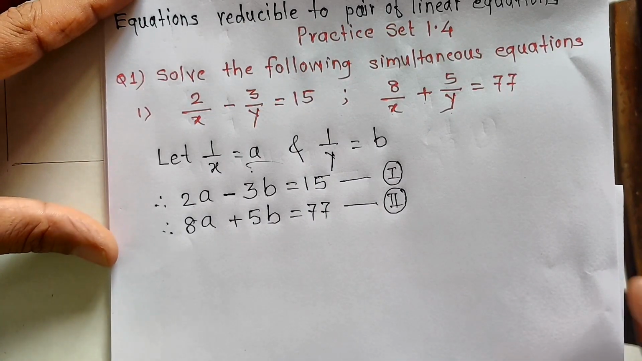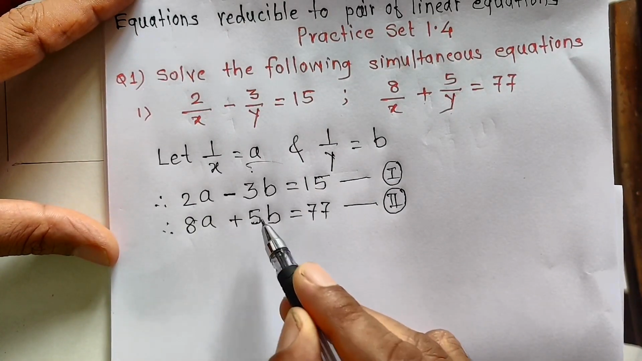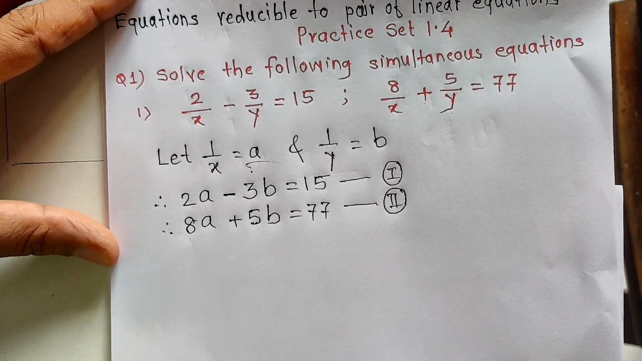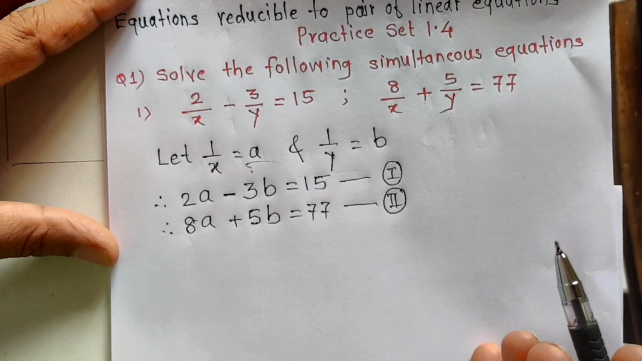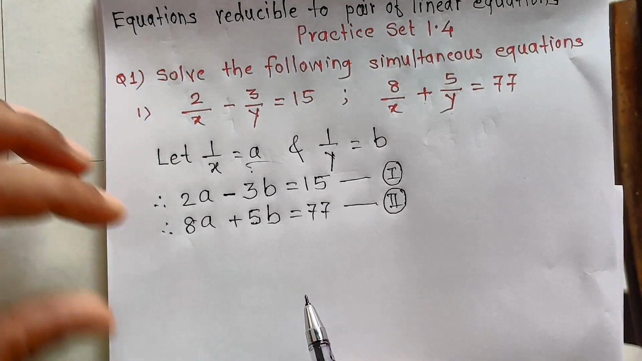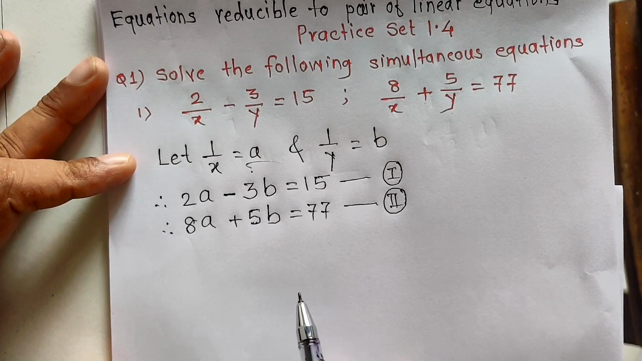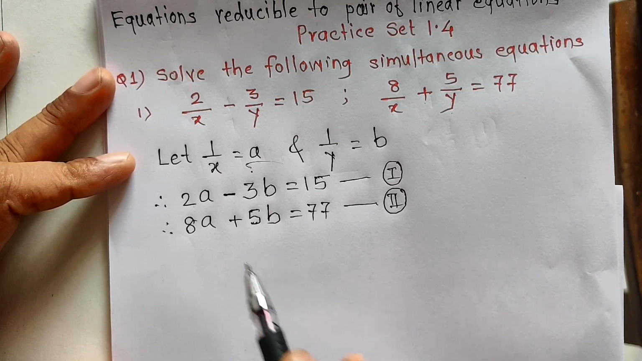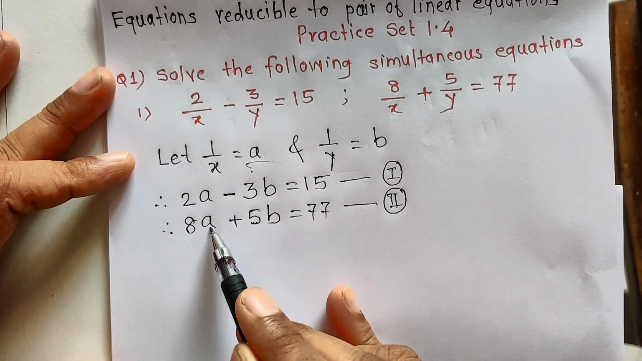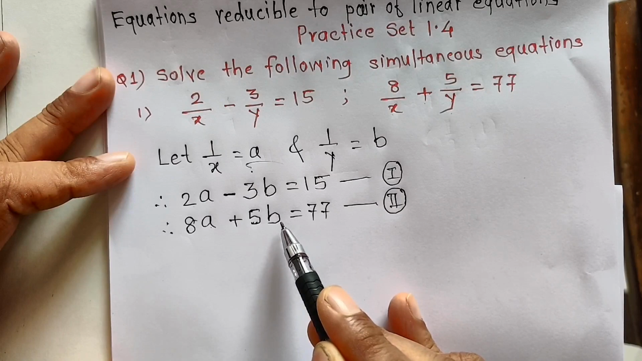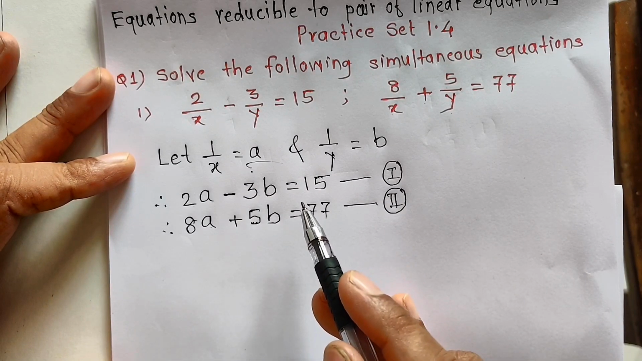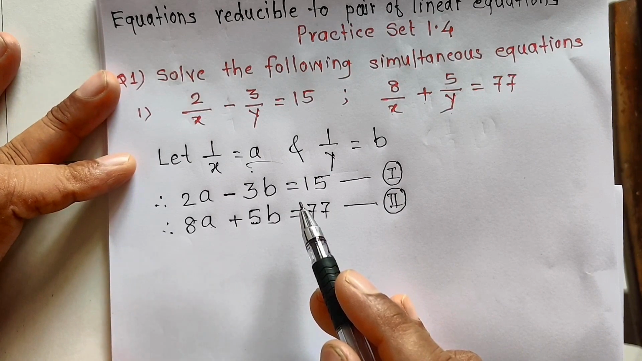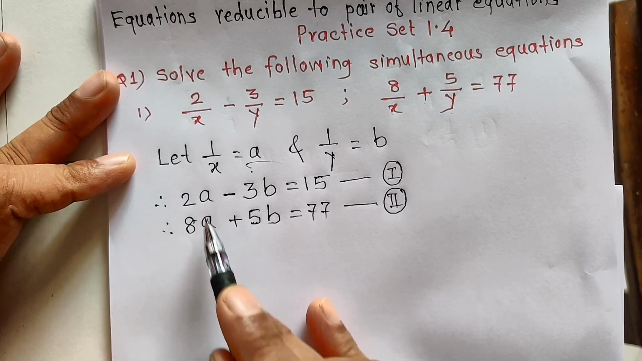Now you can solve these equations by any method, either the substitution method, the graphical method, or Cramer's rule. Mostly we prefer the algebraic method or Cramer's rule, not the graphical method. So let us solve by the algebraic method. In the algebraic method, as in practice set 1.1, observe the coefficients of variables a and b. We have to observe the coefficients of which variable are equal, either a or b.